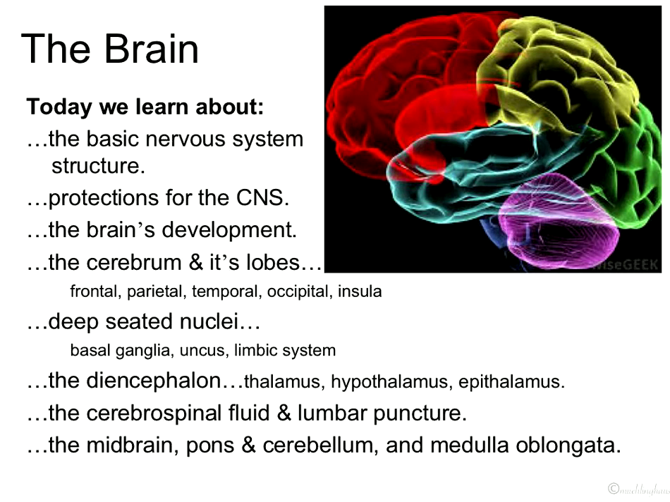So in this video today, we're gonna learn about the basic nervous system structure. We're gonna learn about the protections that the nervous system needs. It's a very delicate organ. We're gonna learn about the development. And then we're going to go into the cerebrum, or what we call the conscious brain for us. And we'll talk about the different areas and different lobes. And from there, we're going to go deeper into the inner workings of the brain. And we end up down at the spinal cord, more or less.